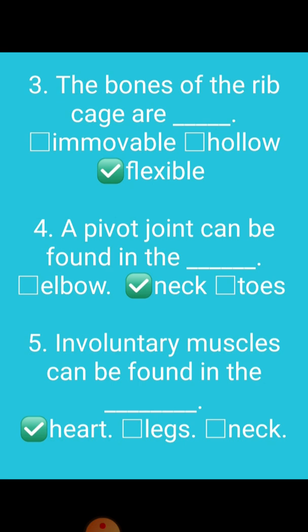Muscles that are not under our control and work on their own are called involuntary muscles. The muscles of the heart, the digestive system, and many other internal organs are involuntary.